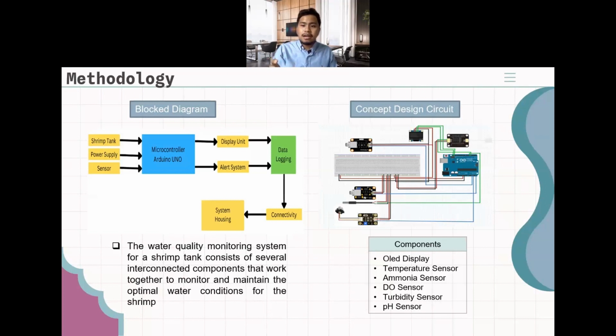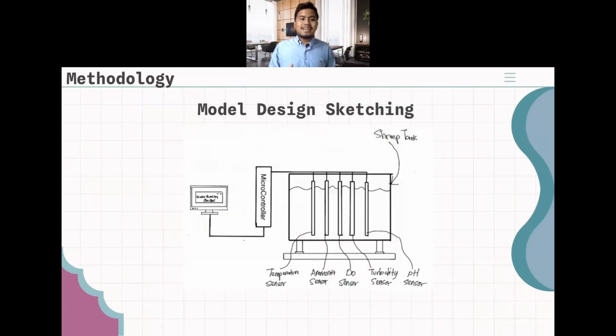So you can see behind the block diagram is the concept circuit design. In the design circuit that I made, I have the components OLED display, temperature sensor, ammonia sensor, DO sensor, turbidity sensor, and pH sensor. So this is my concept circuit design that I made for the water quality monitoring shrimp tank.